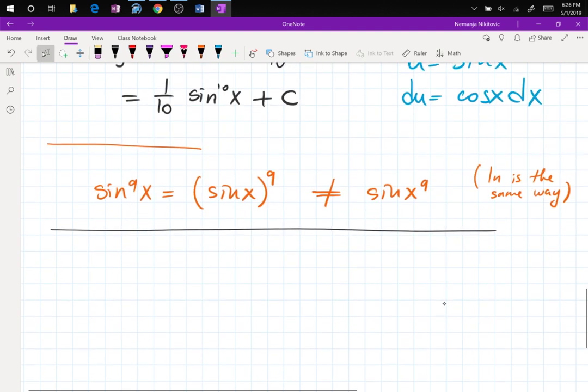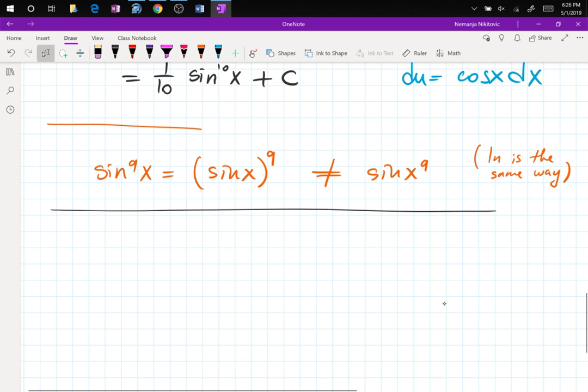So what's next? Integral of x squared times 2x squared plus 3 dx.